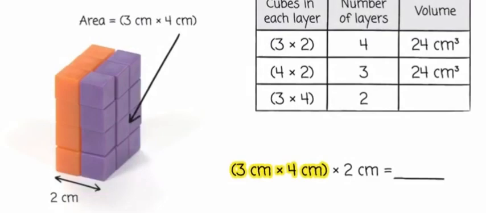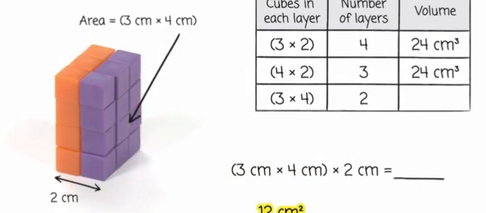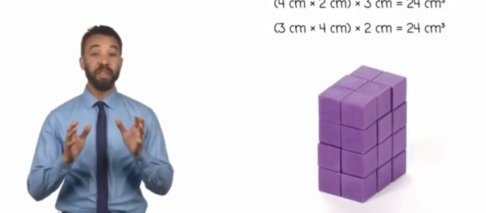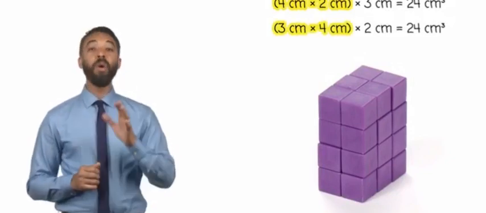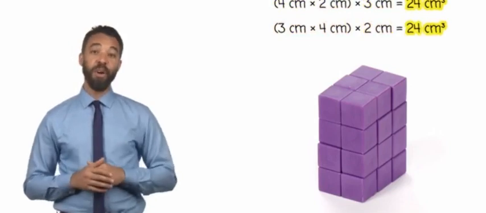3 centimeters times 4 centimeters is 12 square centimeters. And 12 square centimeters times 2 centimeters equals 24 cubic centimeters. So 3 centimeters times 4 centimeters times 2 centimeters equals 24 cubic centimeters. We already knew we could count the number of cubes to find the volume, but this time we multiplied the area of one face by the number of layers to find the volume.